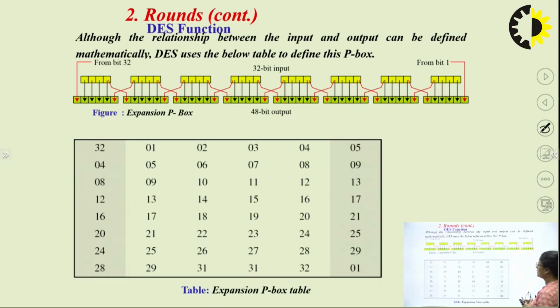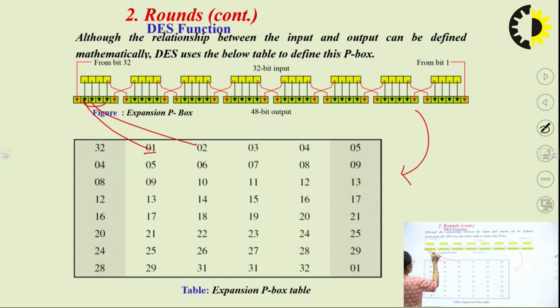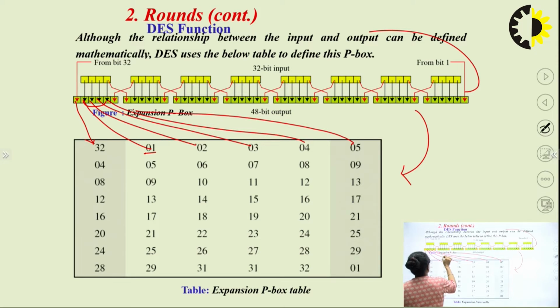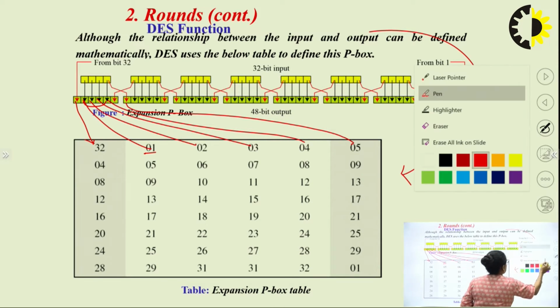Now if you look at it in tabular form, this is how it looks. For this one, this is the first bit, the second bit, the third bit, the 4th bit. What about this? This is the 32nd bit coming from this position. What about this? This is the 5th bit. This is for the first 6 bits. Now let us come to the next 6 bits.